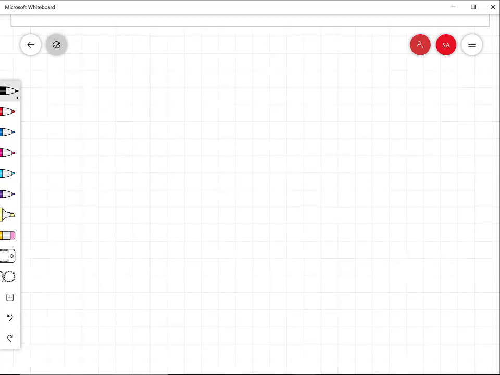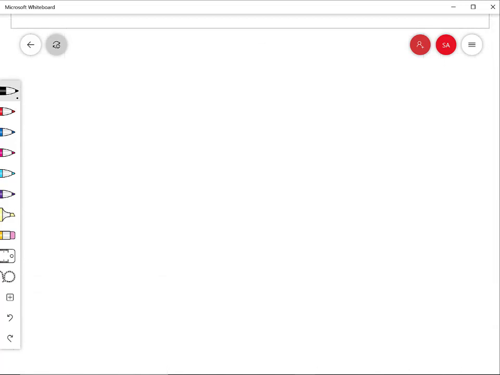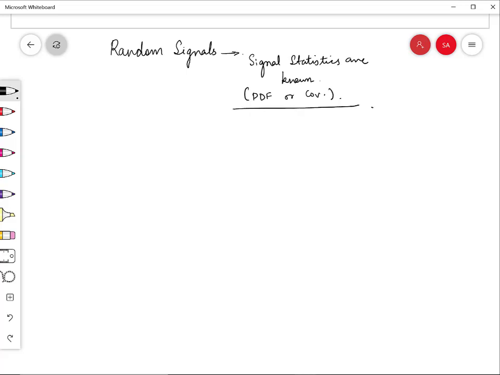So let me do a quick recap of what we were doing in the last lecture. We were looking at the detection of random signals. What do we mean by random signals here? That the exact signal is not known, but the signal statistics are known. Especially, we know the PDF or the covariance. So we know some of these things about the signal.